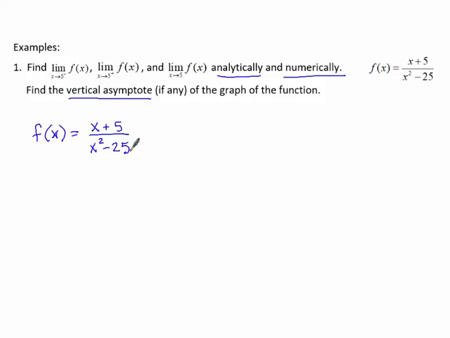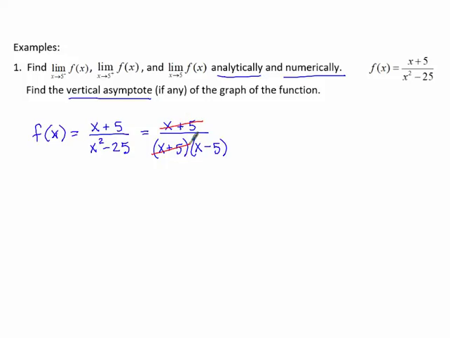Now, I know that x squared minus 25 can be factored. So I'm going to start by factoring the denominator: x plus 5, x minus 5. Now I notice there is a common factor. X plus 5 can factor out.